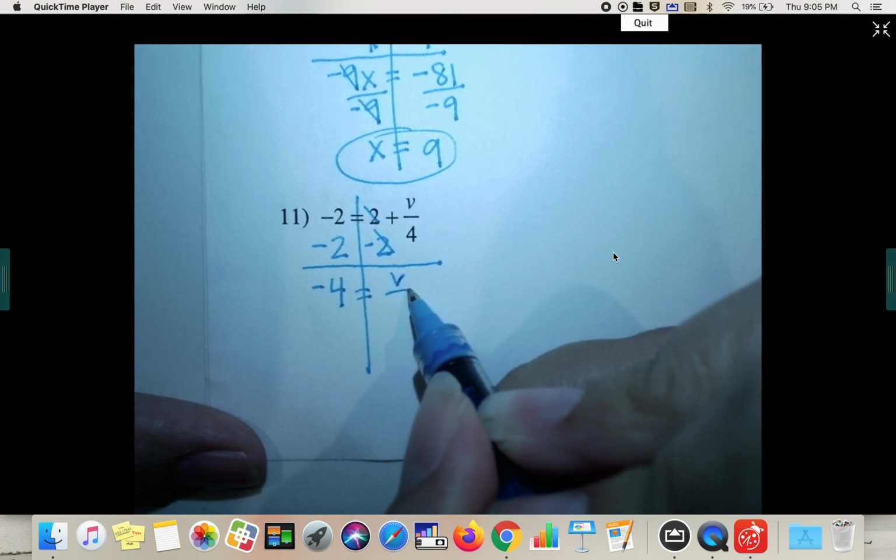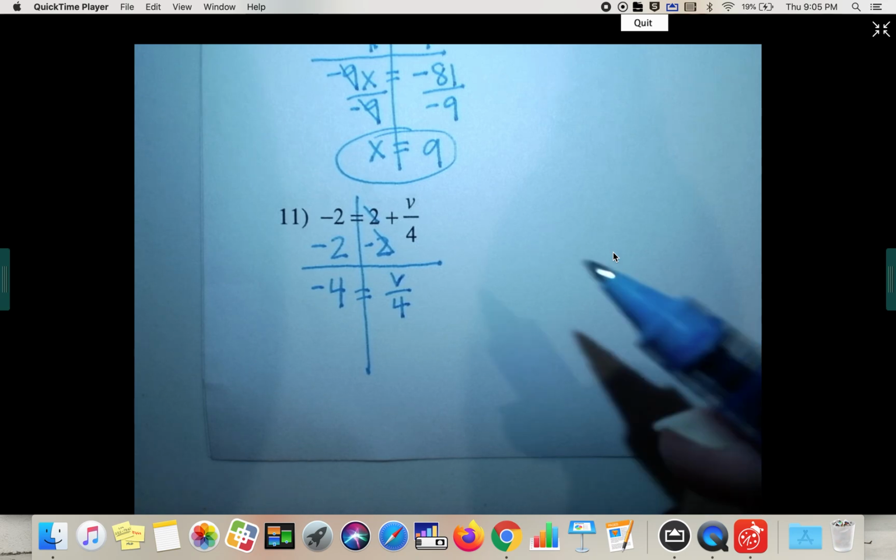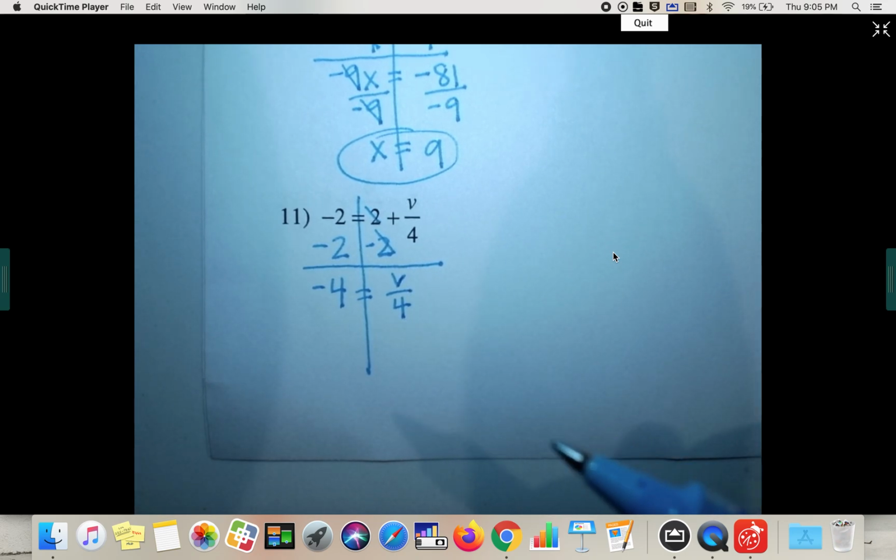Over here you have your v divided by 4. So if v is being divided by 4, the opposite is times 4.